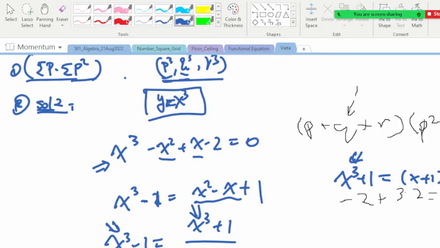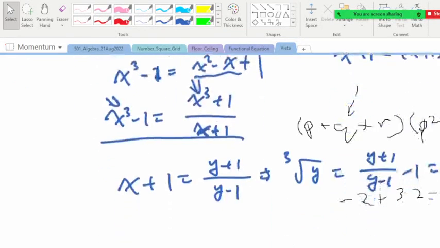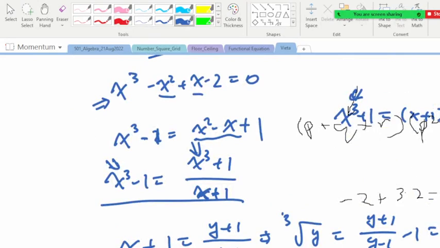What's the next step? We want to express x in terms of y. Do we have this now? Yeah. Then what's the next step? We want a polynomial of y. So we cube it. We can cube there, right? Yeah.